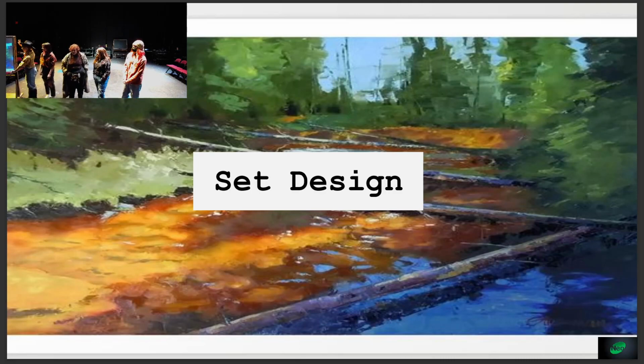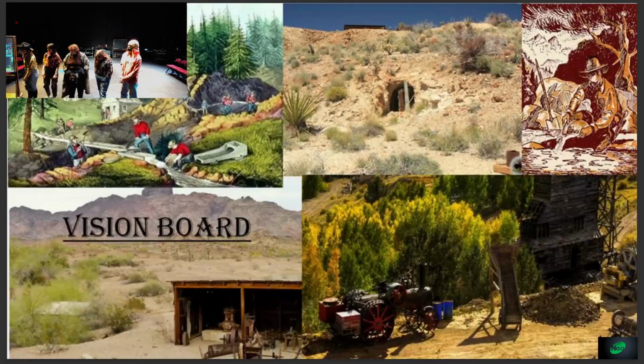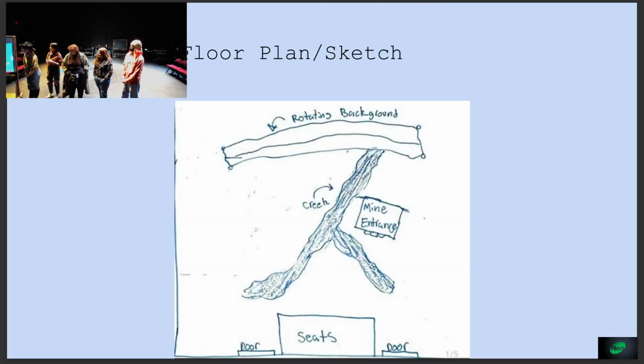So I did set design, and this is kind of my vision board for ideas of what we wanted the set to look like. And then this was my rough sketch with the floor plan that we have. One of the big things that we were going to have was the rotating background, because at the beginning of the show, they're set in this Western gold pan, California gold rush kind of thing. And then at the very end of the show, it's set in Chicago.